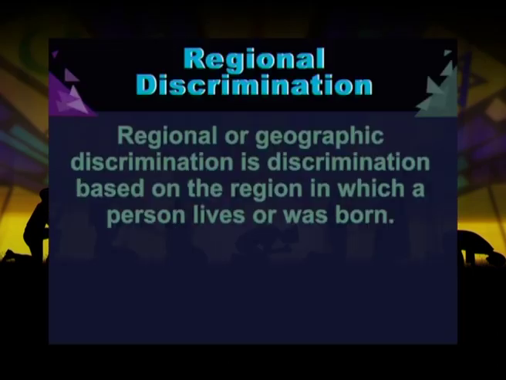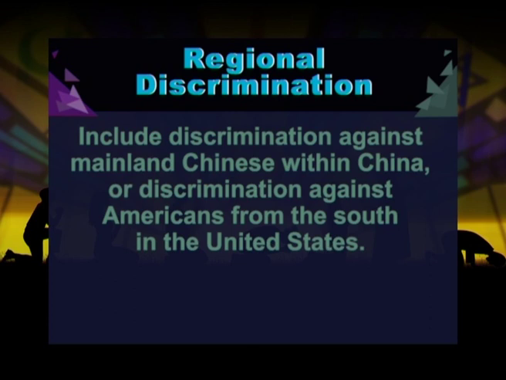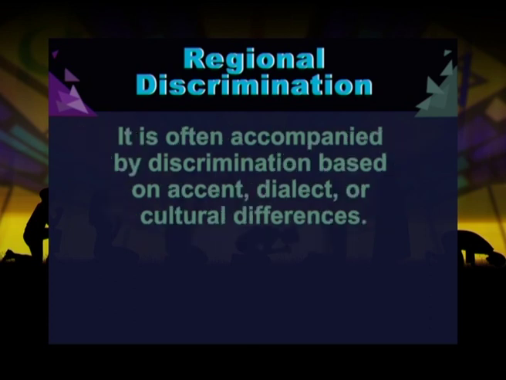Regional discrimination. Regional or geographic discrimination is discrimination based on the region in which a person lives or was born. It differs from national discrimination in that it may not be based on national borders or the country the victim lives in, but is instead based on the prejudices against a specific region or one or more countries. Examples include discrimination against mainland Chinese within China or discrimination against Americans from the South in the United States. It is often accompanied by discrimination based on accent, dialect or cultural differences.